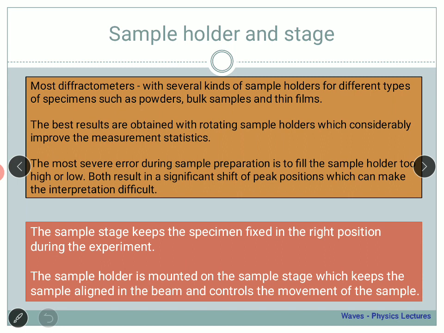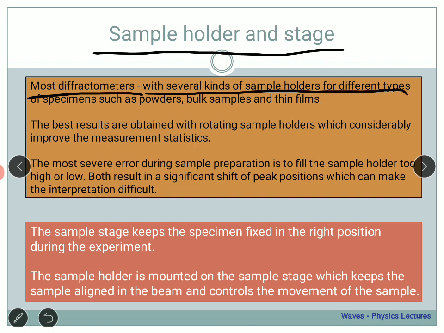Next we have got the sample holder and the stage. Now this is a very simple thing. Okay, you have a sample holder where you can put the sample. There are different kinds of stages or different kinds of sample holders that are used. So most of the diffractometers will actually come equipped with several kinds of sample holders for different types of specimens. Okay, because in an XRD instrument you can study powder samples, bulk samples, thin films and so on.